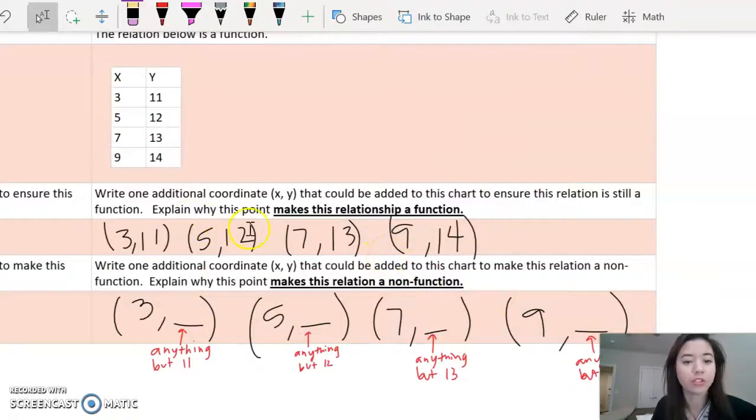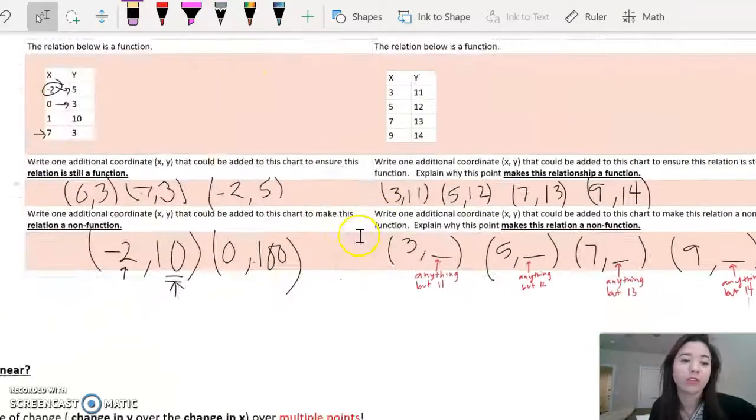All right. So which point would keep it a function? Again, repeating any of the points given there keeps it a function. So any of these 4 points that you see from the table. And then which would make it not a function? 3 and then anything but 11, the one it came with. 5 and then anything but 12. 7 and then any number but 13. And then 9 and then any number but 14 would be your answer for that.